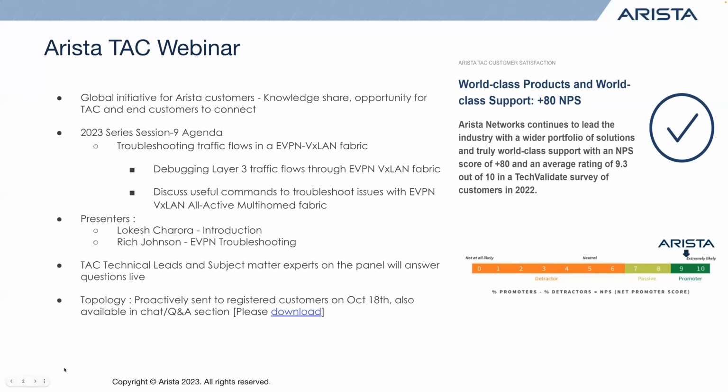Coming to today's session, we are going to do a deep dive into the EVPN multi-homing setup and cover some use cases that we see in our TAC interactions and common problems that we come across with our customers in our TAC cases. We will go over the debugging steps which can be applied to troubleshoot these problems, and also the EOS CLI tools that will come in handy in such situations. For today's session, we have our technical lead and EVPN subject matter expert, Rich Johnson, who will be walking us through these debug scenarios.